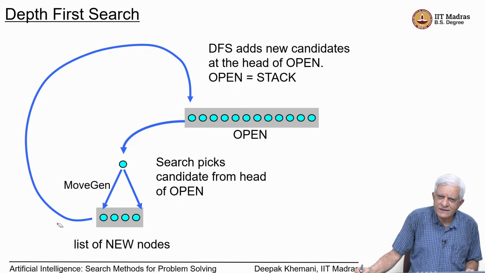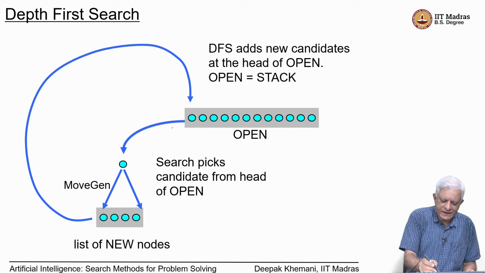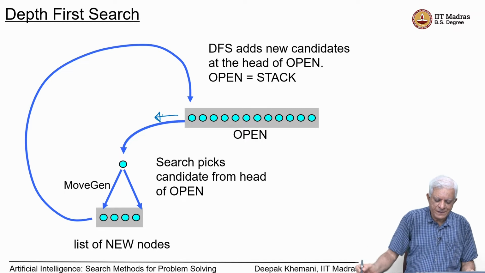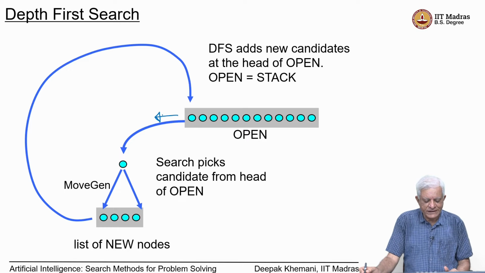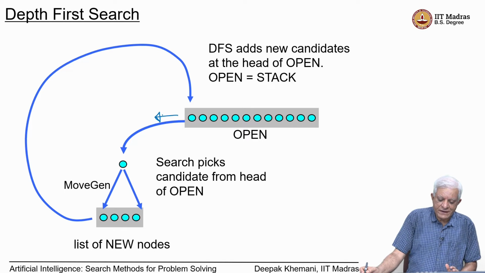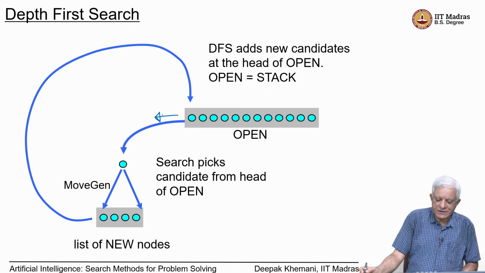So, this was the basic approach to depth first search. You always extract a node from the head of open, and then you test whether it is a goal or not. If it is not the goal, then you call the move gen function, and after doing some checks like removing seen nodes, we add them back to the head of the list, as a result of which the search behaved in a particular fashion, which we call depth first search.